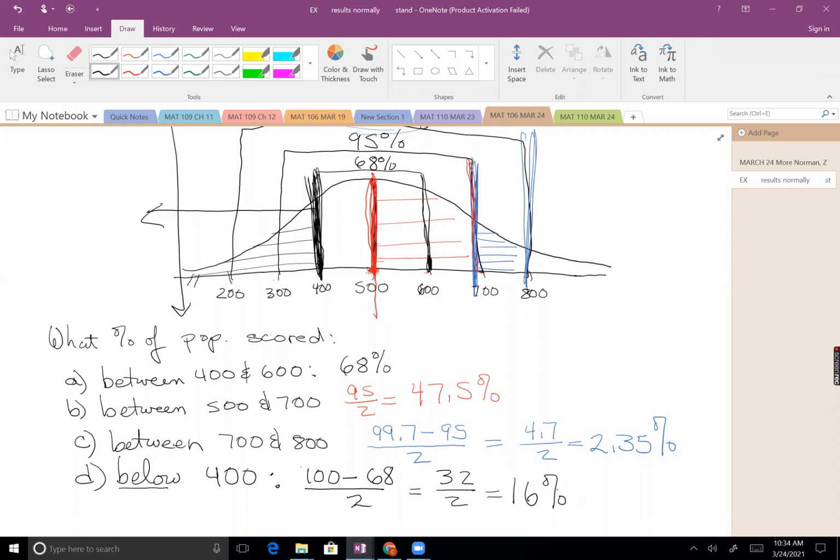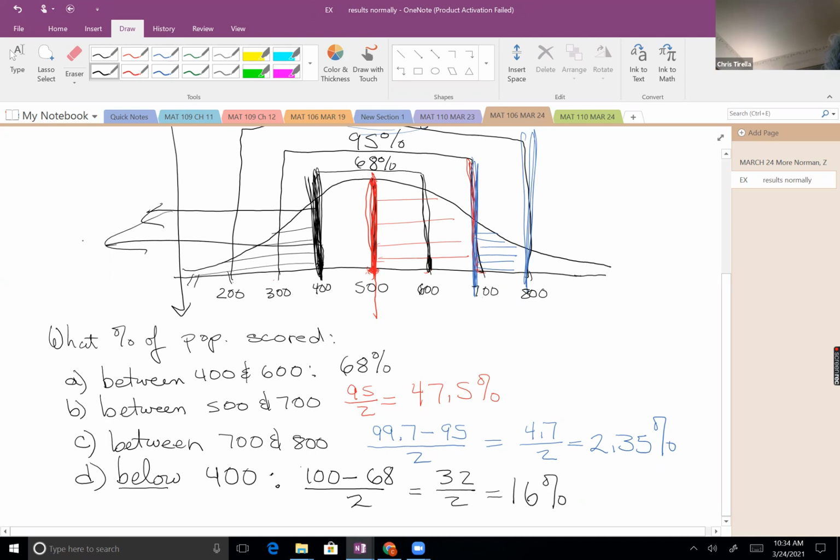Where's the 100 coming from? Because we're going all the way down. And so whenever we go all the way down or all the way up, we're looking at the whole population. Whenever we see the word below or the word above, we're working with the entire group, so it would be 100%. Above and below, we'll subtract from 100. And then if we just want above or just want below, we'll divide the difference by 2.